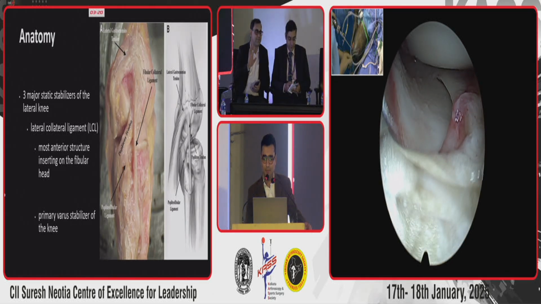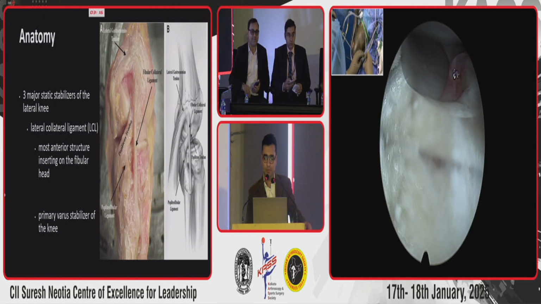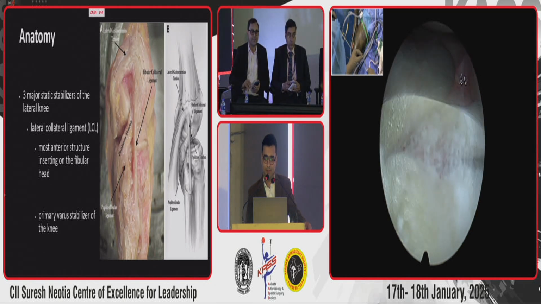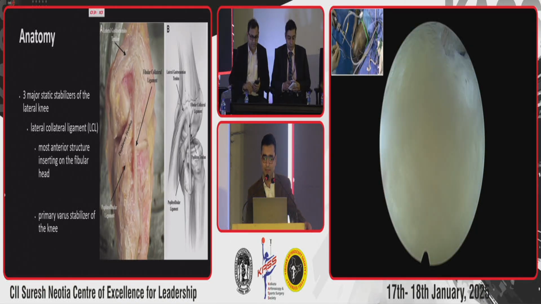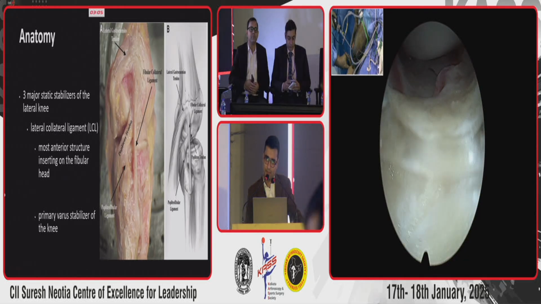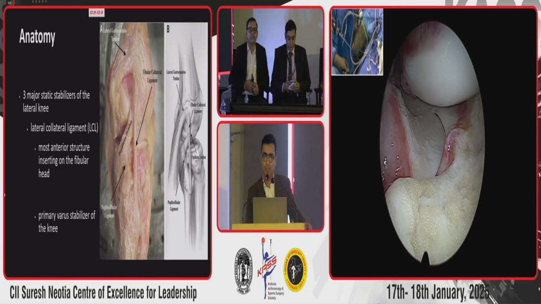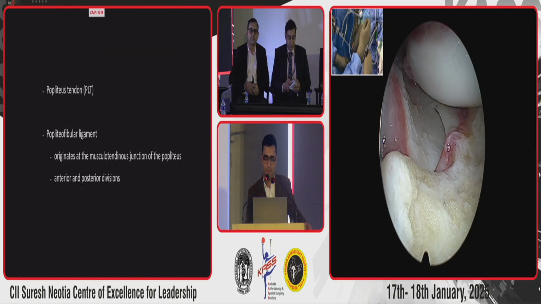As we can see here, the main three stabilizers in this posterolateral corner are the lateral collateral ligament, the popliteus tendon, and the popliteofibular ligament. These are the main three stabilizers, and at the end of the day, these are the three main structures which you end up repairing or reconstructing in your surgeries.